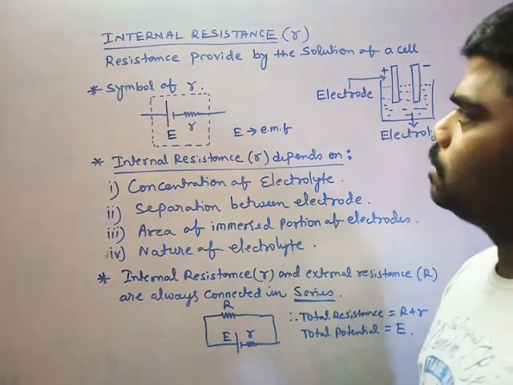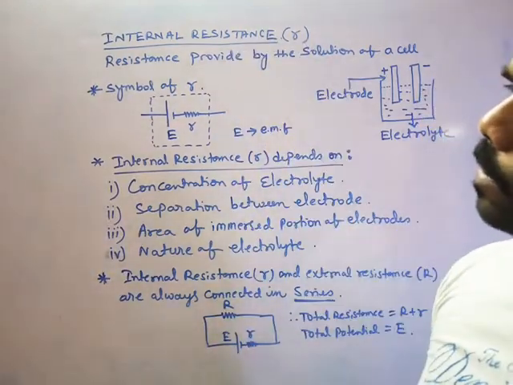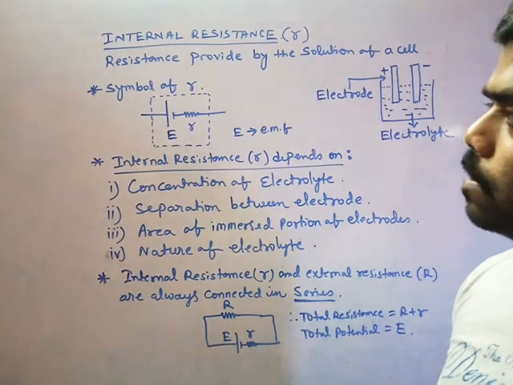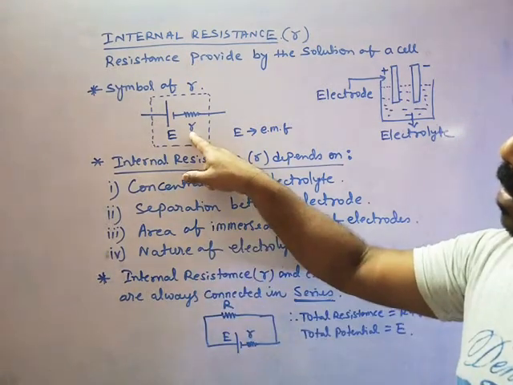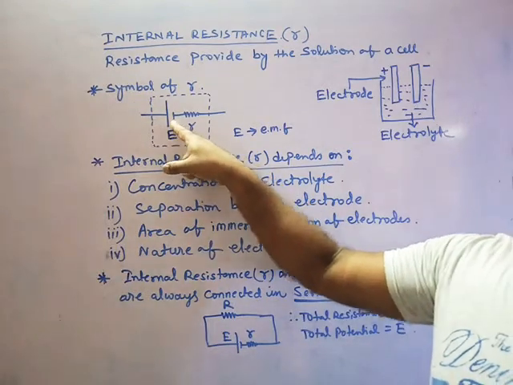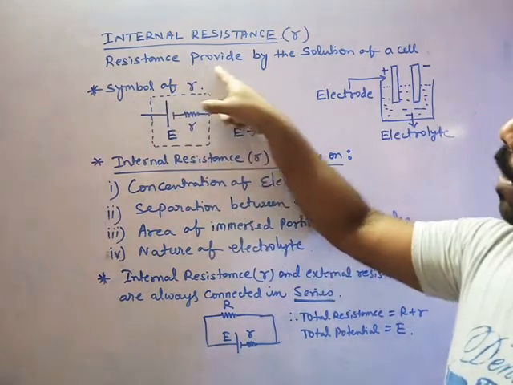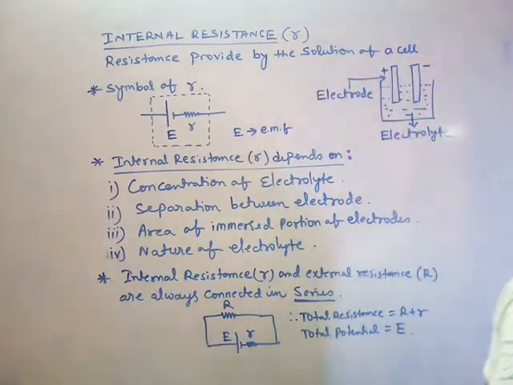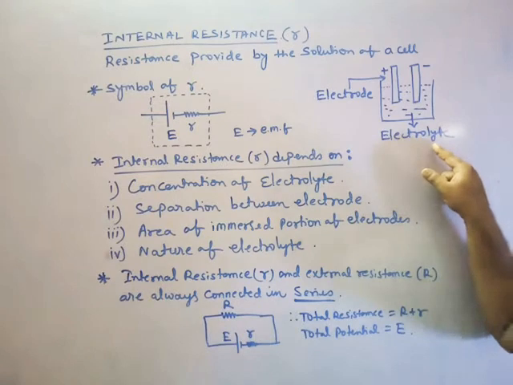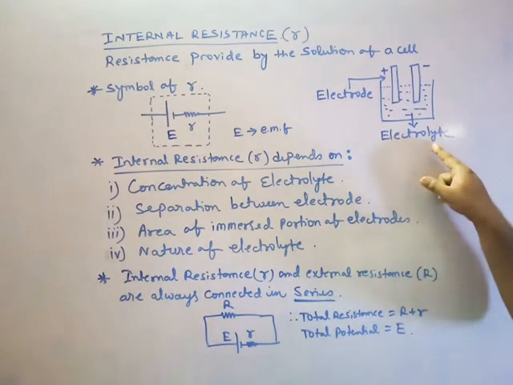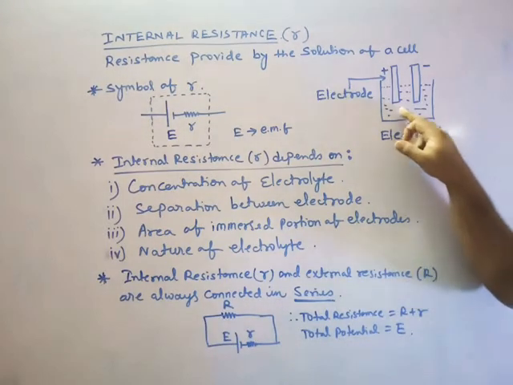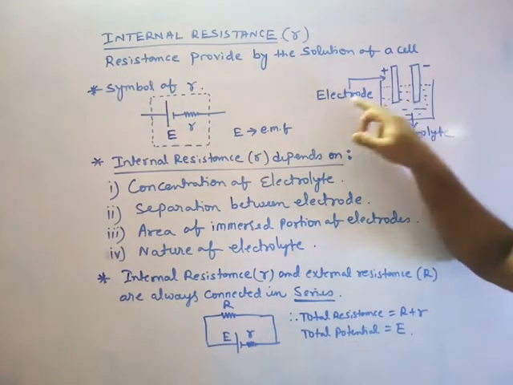So the next topic is the internal resistance, right? So this is another topic in your portions of current electricity. Internal resistance, this is the symbol of internal resistance, small r, you can see, and this is called a cell, right? So it means a resistance provided by the solution of a cell. Solution, हम solution को क्या बोलते हैं? We say solution is called the electrolyte. You know, in the chemistry already you have done in the electrolysis process. Is it clear? Electrolyte is called the solution and the plates are called electrode.